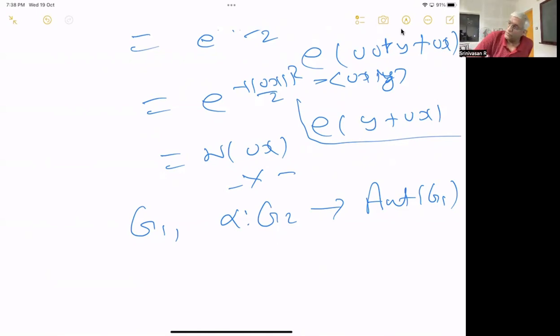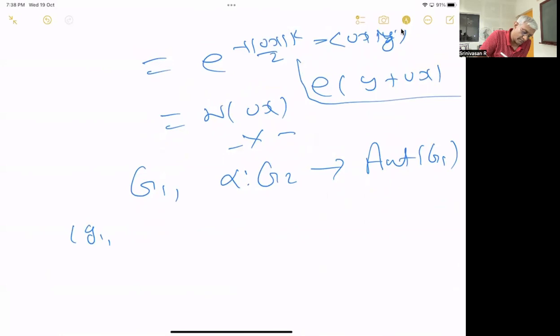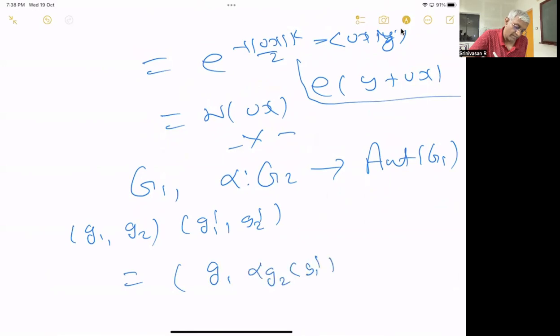Okay? So here you have a group, so it is just an automorphism of the group, a bijective homomorphism. For each element in G2, you have an automorphism on G1. You have represented this G2 on that. Now you can define the product of (g1, g2) and (g1 prime, g2 prime) to be g1 alpha g2 of g1 prime times g2 g2 prime. It's just that g2 goes past g1 prime by an alpha.